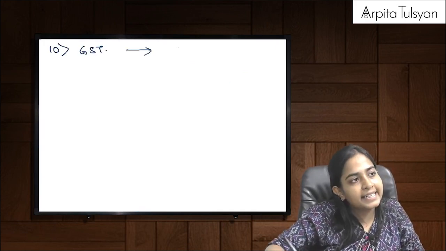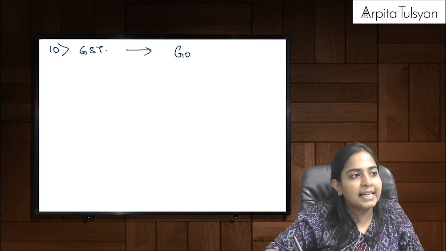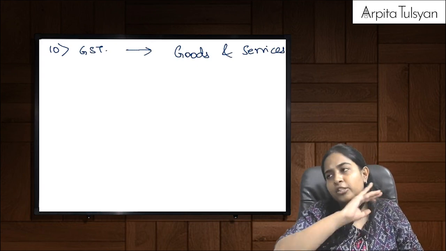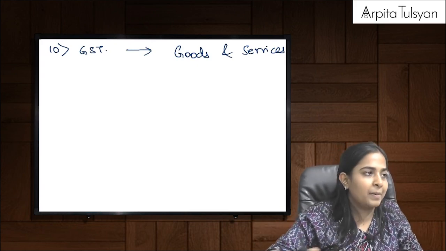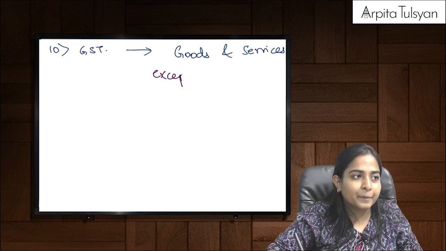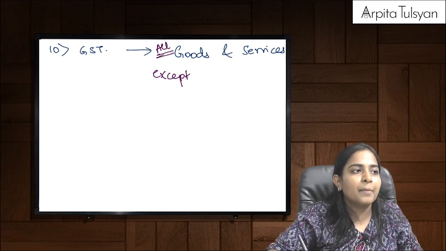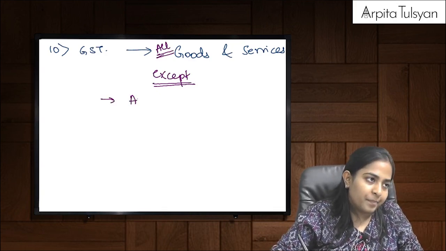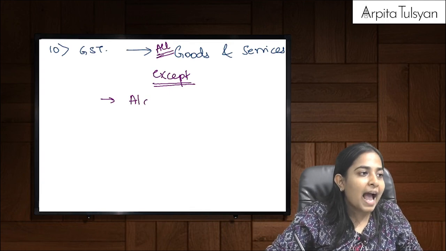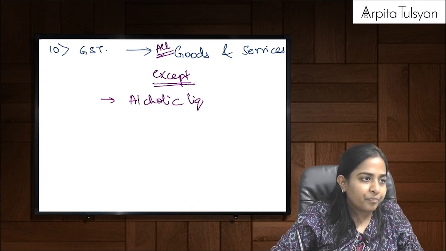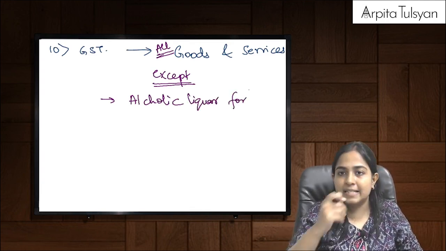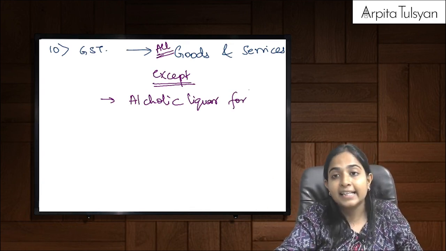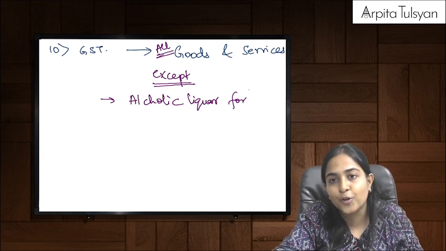So they say that GST is normally leviable on all goods and services. It will be applicable on all goods and services, but except, normally it is applicable on all, but except what? Except liquor. Alcoholic liquor for human consumption. The liquor that we use for human consumption is still outside the purview of GST.